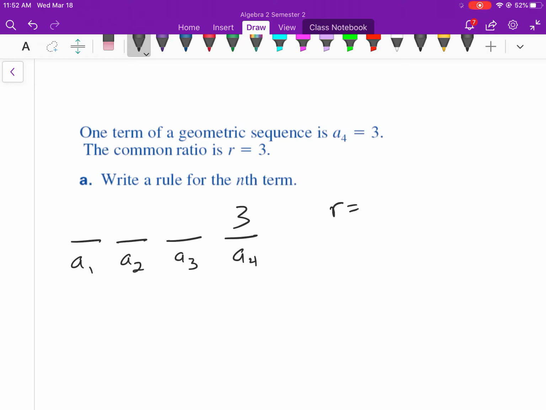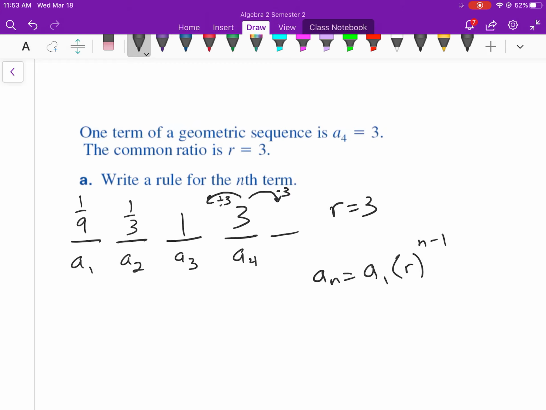Now, we know the common ratio is 3. So the only thing I need to do in order to write the rule, again, if we remember a sub 1 times the common ratio to the n minus 1, all I need to find is a1. So given that we're given a common ratio, to get to that next term, we would multiply by 3. To get back a term, we would divide by 3. 3 divided by 3 would be 1. 1 divided by 3 would be 1/3. Divide by 3 again, 1/9.